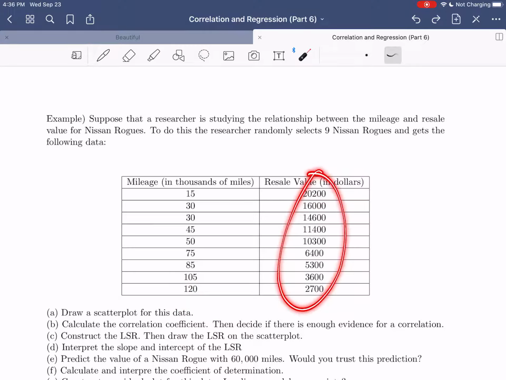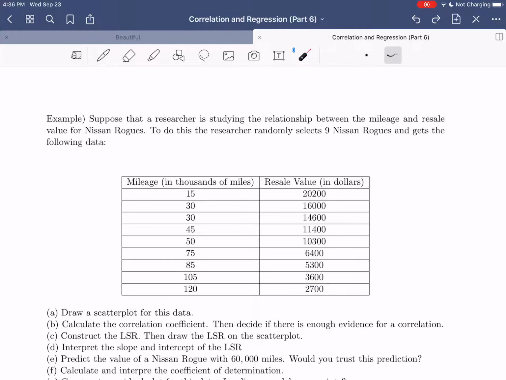And then we have their resale value, so basically how much they're valued at in dollars. So you'll notice that the one that had only been driven 15,000 miles was valued at like $20,200, whereas the one that had been driven 120,000 miles was only valued at $2,700.